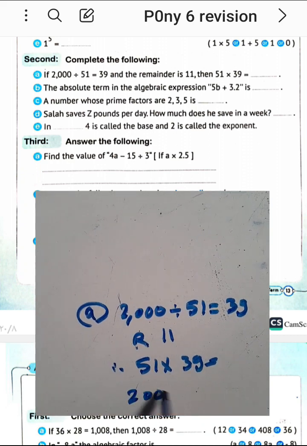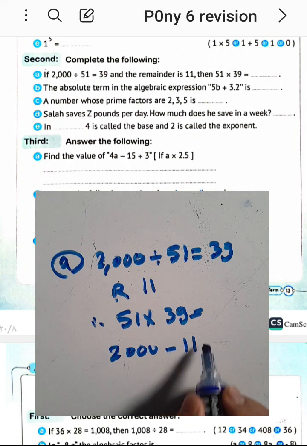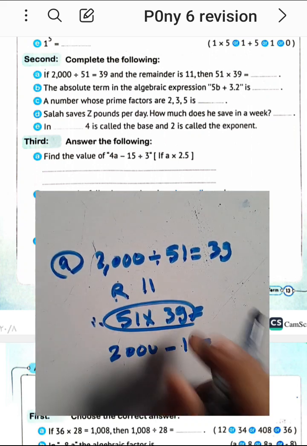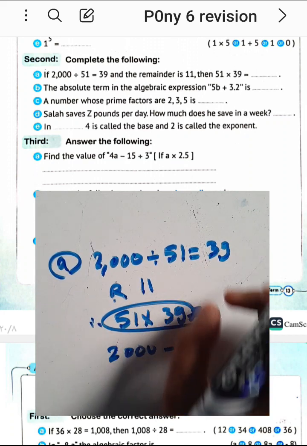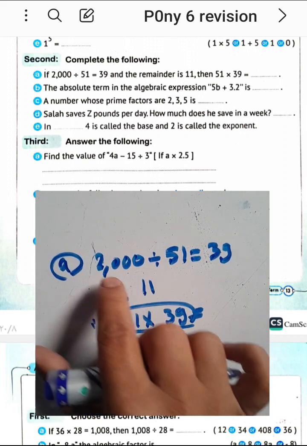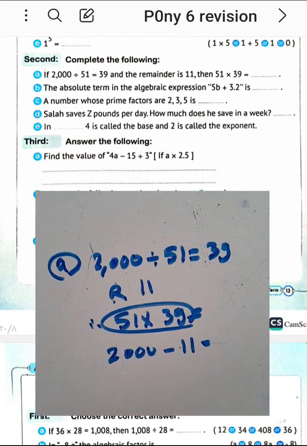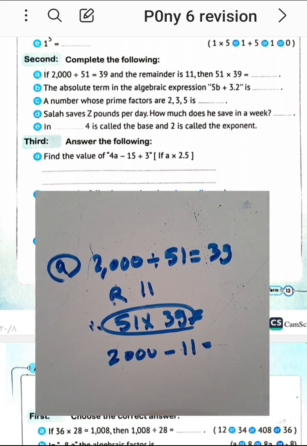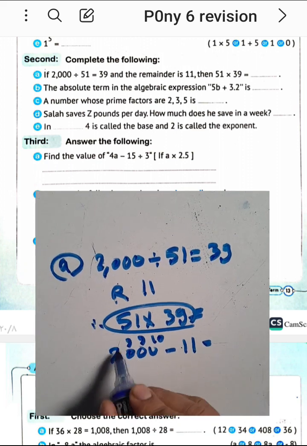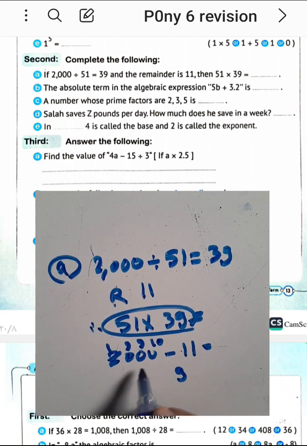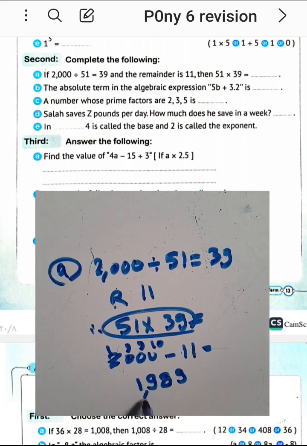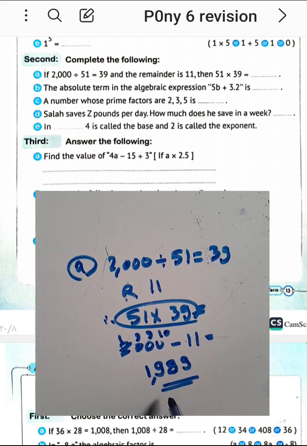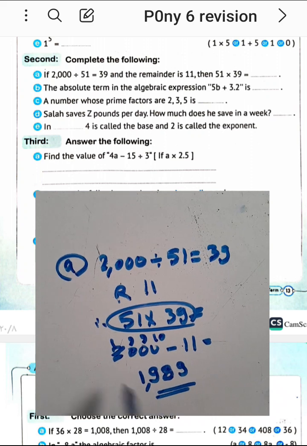2000 subtract 11. Okay, in this example you want to find the product between the divisor and the quotient. To find the product of divisor and quotient, you must subtract 11 from the dividend. So 51 times 39 will be 2000 subtract 11. 10 minus 1, 9 minus 1 equals 8, and write 9 and 1. The result will be 1989.